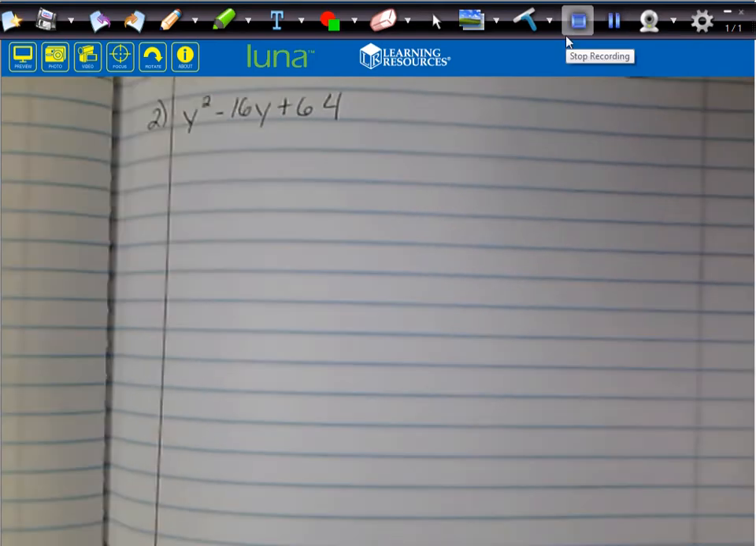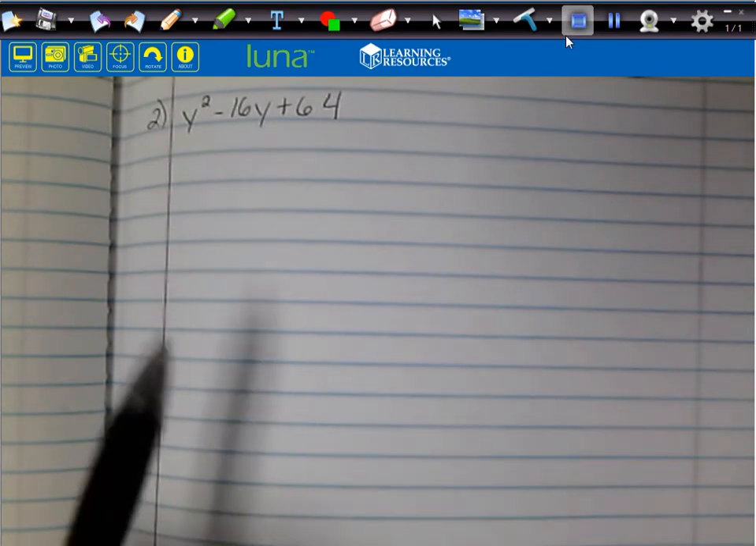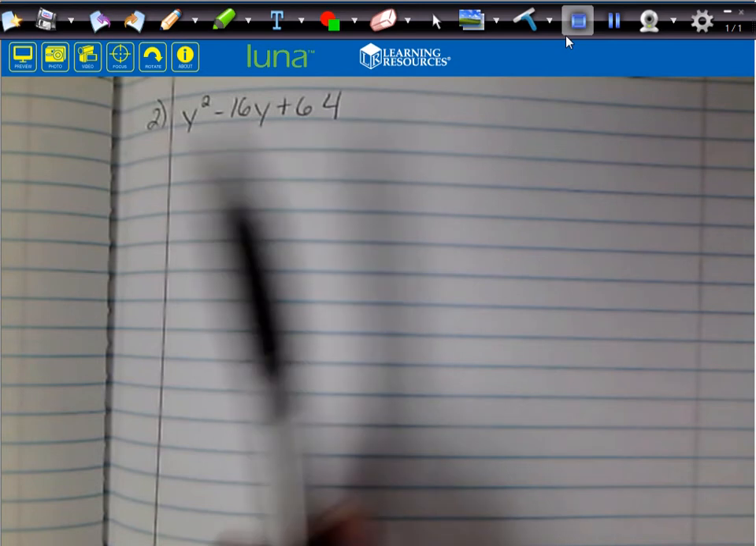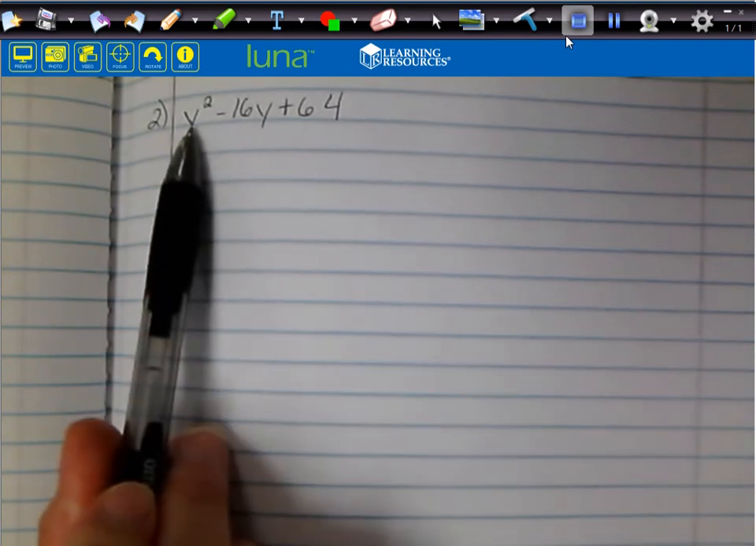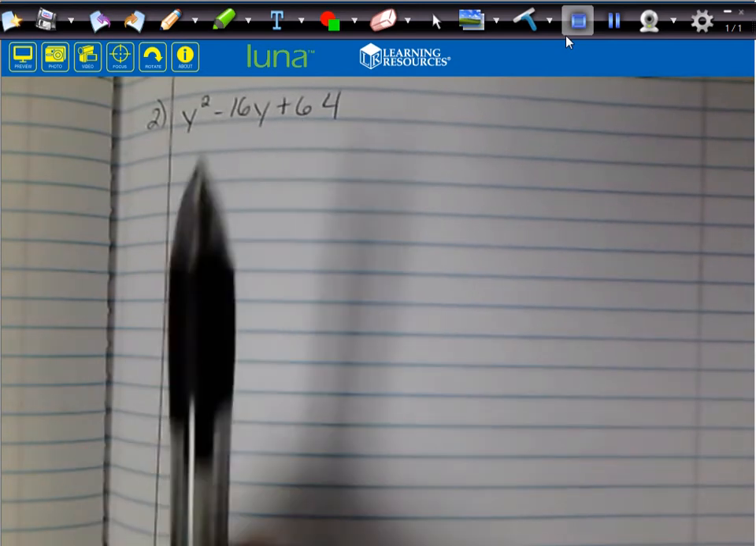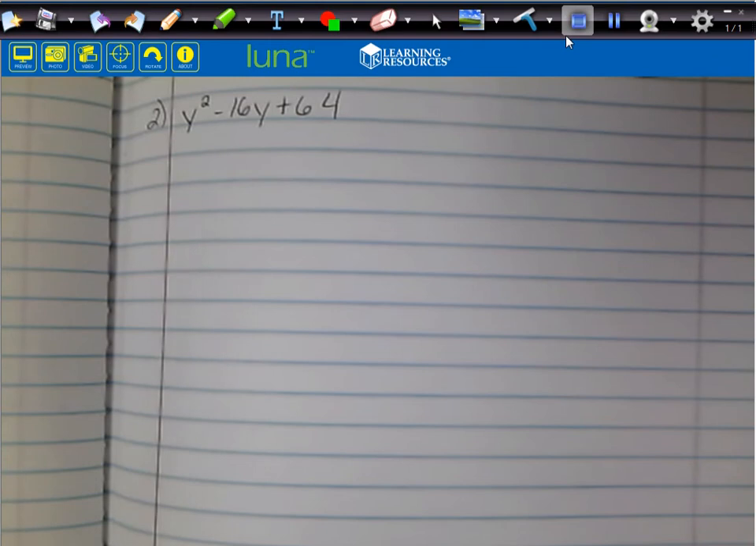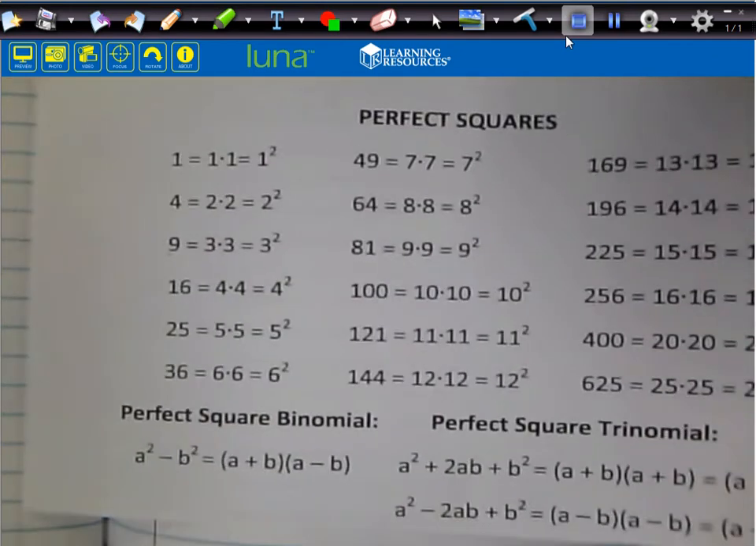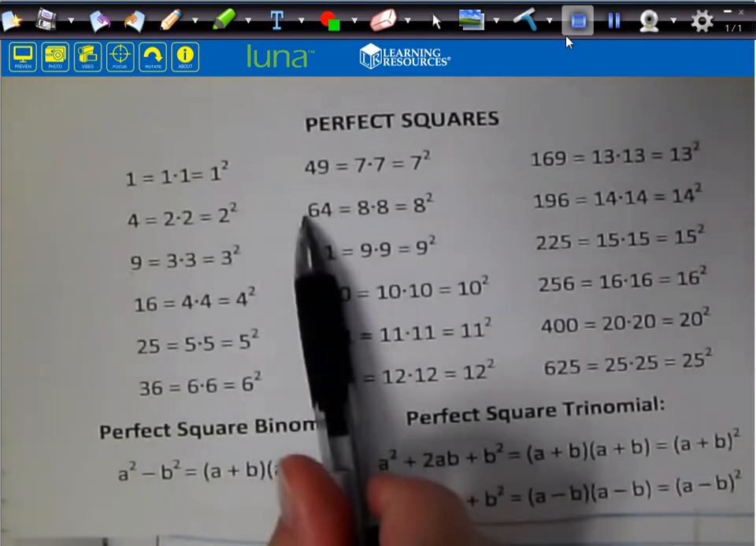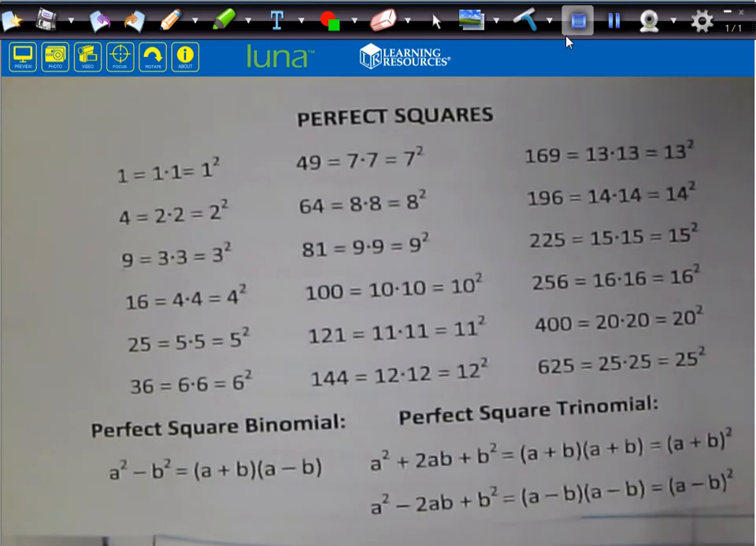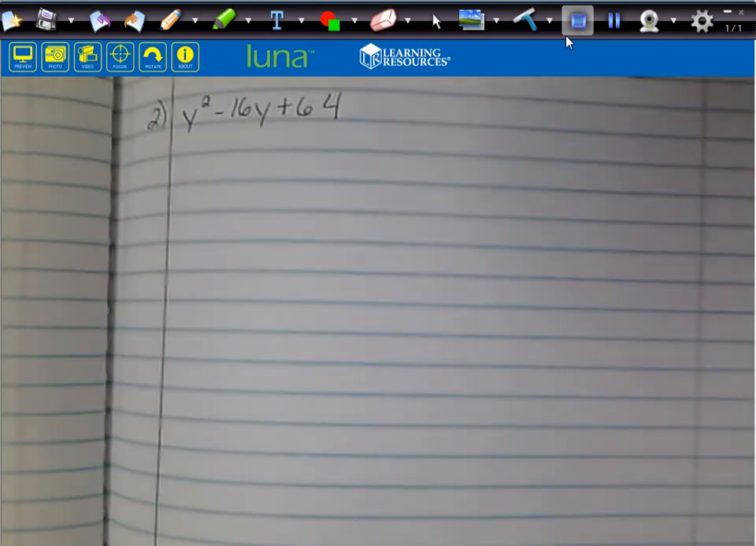Number 2 is y squared minus 16y plus 64. Again, in order to use this shortcut when we have a trinomial, we have to look and say, okay, is the y squared a perfect square? Then we have to check our paper to make sure that 64 is a perfect square. If I check my paper, 64 is on there. It's a perfect square. It's 8 times 8, or 8 squared. So it is a perfect square.